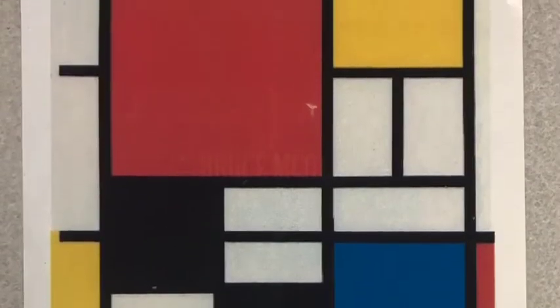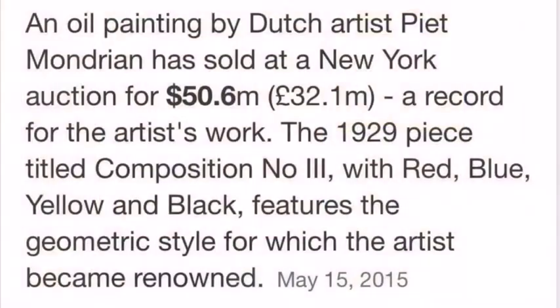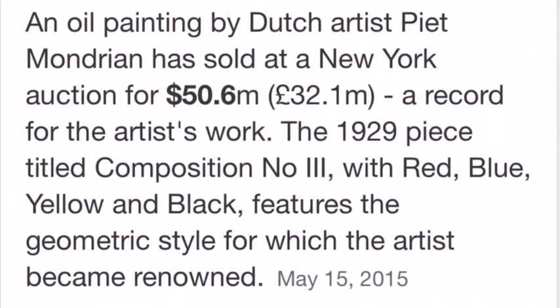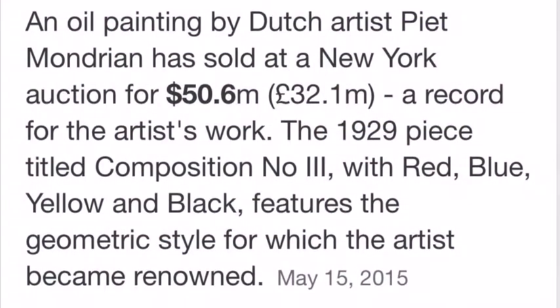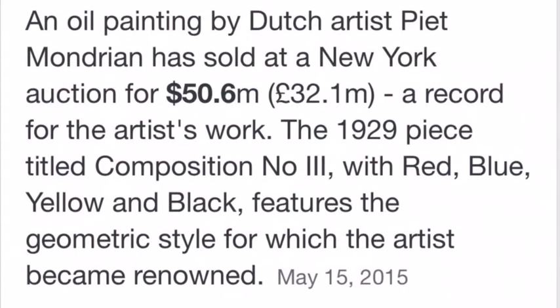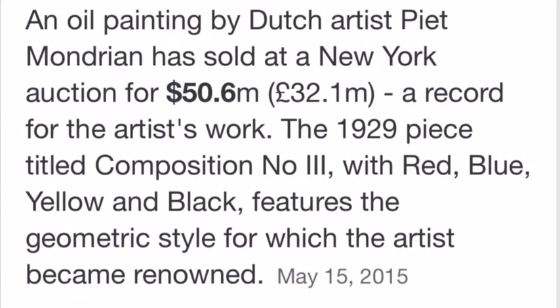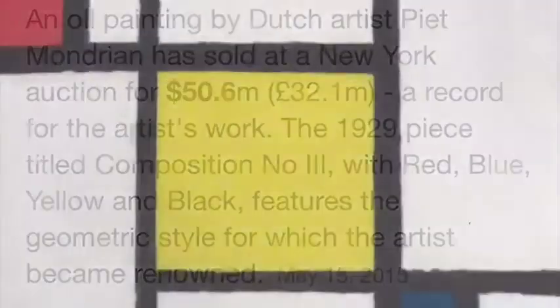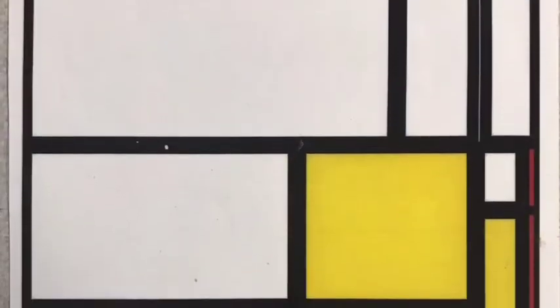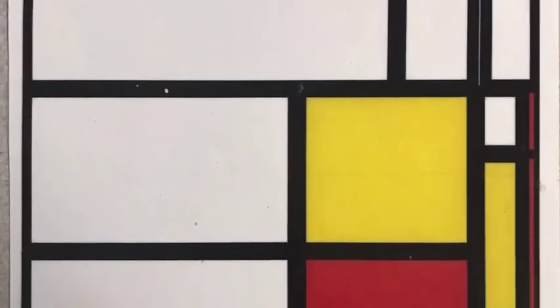Later in his work, he became very interested in geometric shapes, and his work became famous, of course, after his death. He was alive 1872 to 1944, and what he was doing at the time was very different from everybody else's artwork. He was concerned with color and shape.